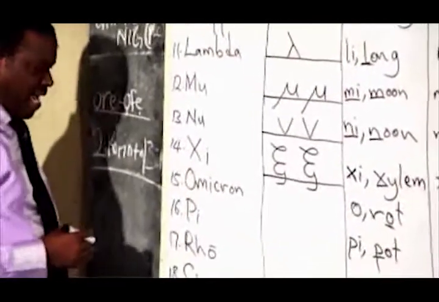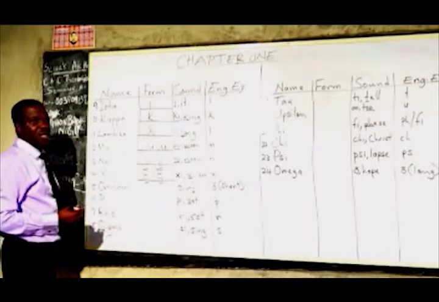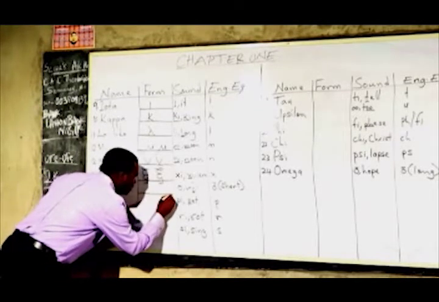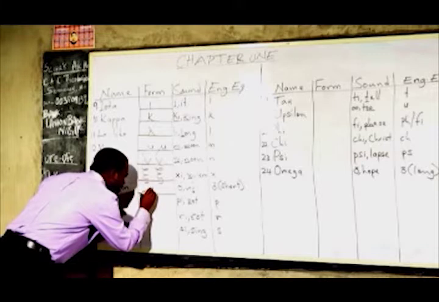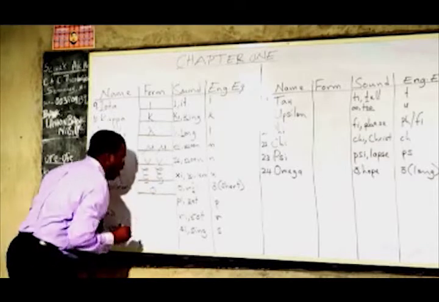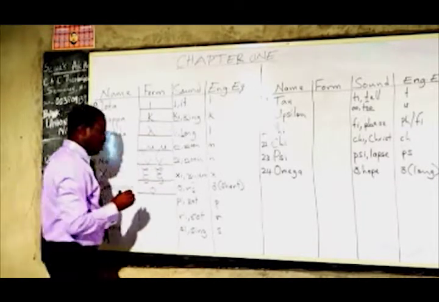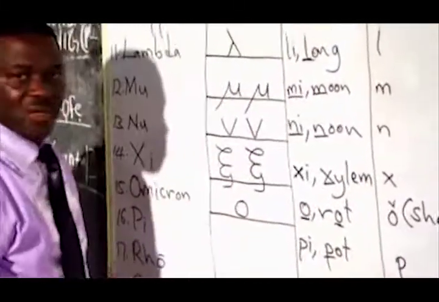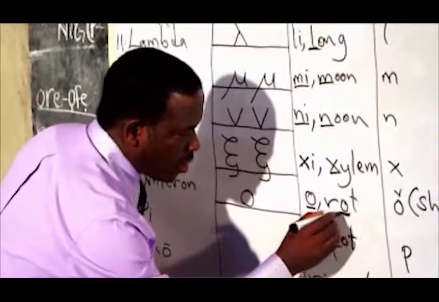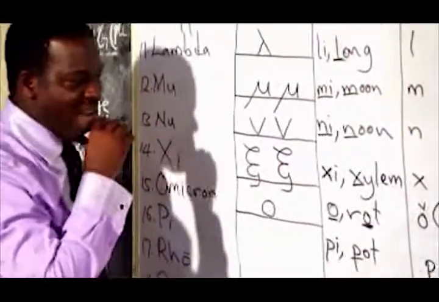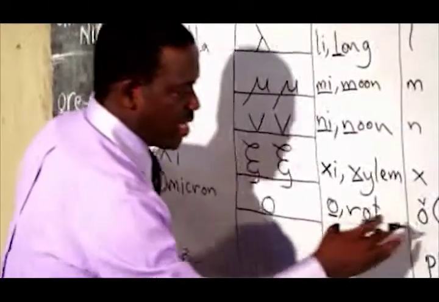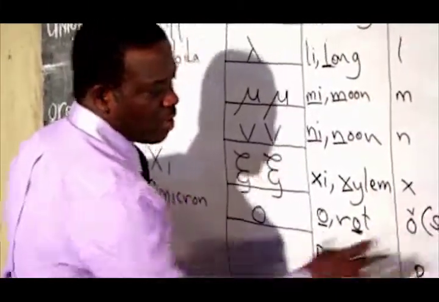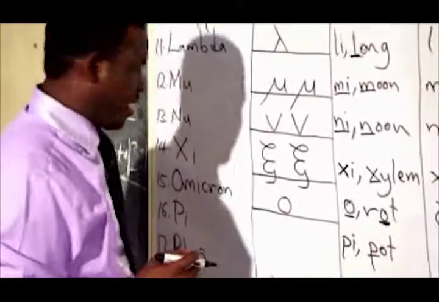The next Greek letter is omicron. Omicron. Your line again. This is exactly how to write omicron. And omicron sounds as O, as you pronounce the O in rocks. Omicron, O. And it's equivalent to our English O. But this omicron is short O in Greek.